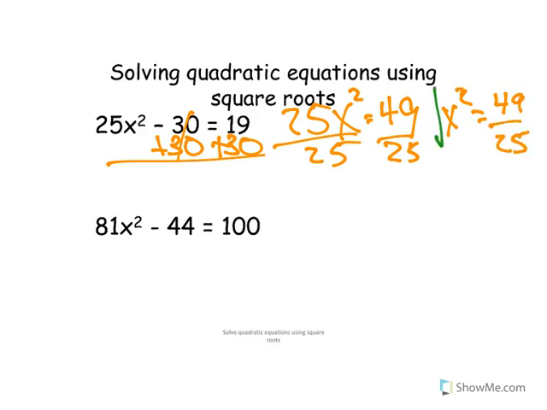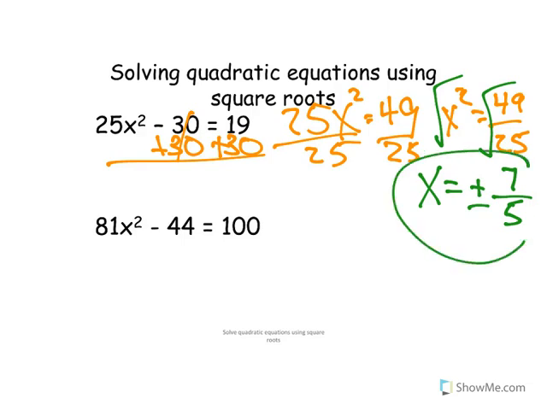And now we take the square root of both sides, right? You can do this on your calculator if you want. It's just going to give you a decimal, and you can go to math and convert it to a fraction. But the way we take the square root of a fraction is we take the square root of the numerator, we take the square root of the denominator. So I take the square root of 49, which is 7. I take the square root of 25, which is 5. And we end up with our plus minus, right? So my solution should be x is equal to plus or minus 7/5.